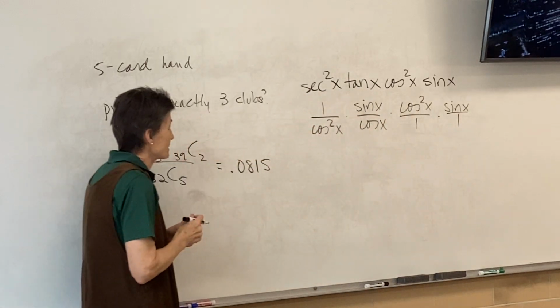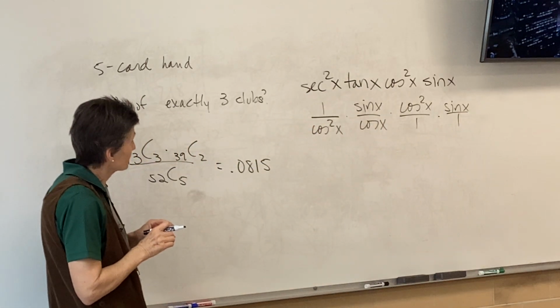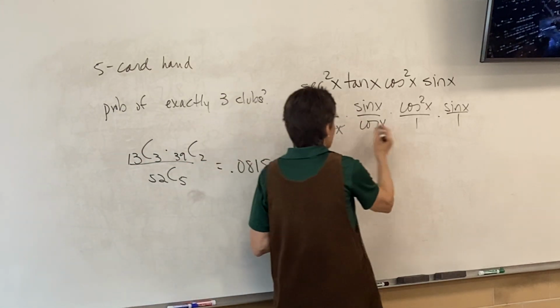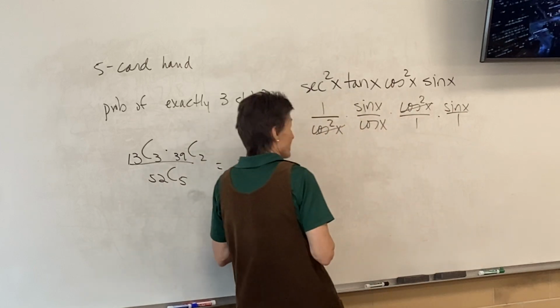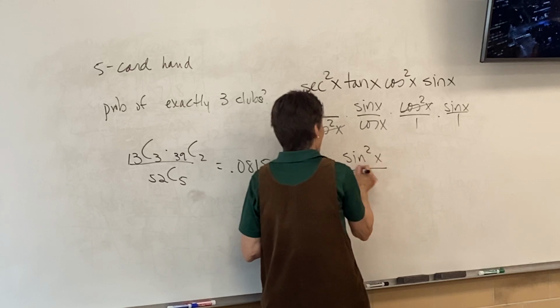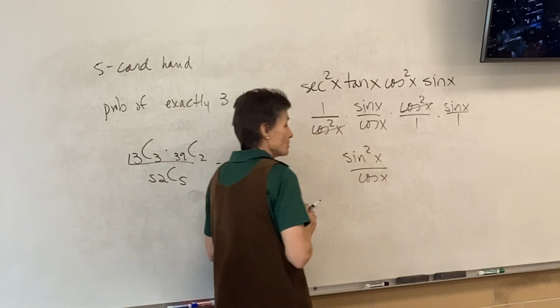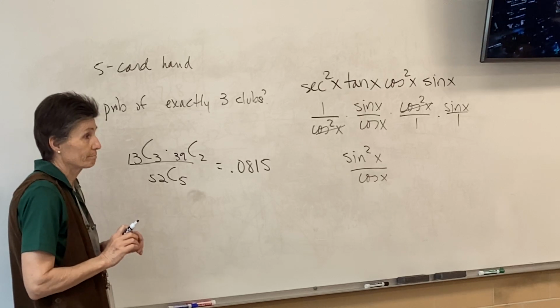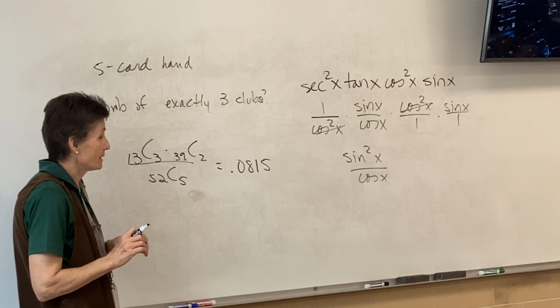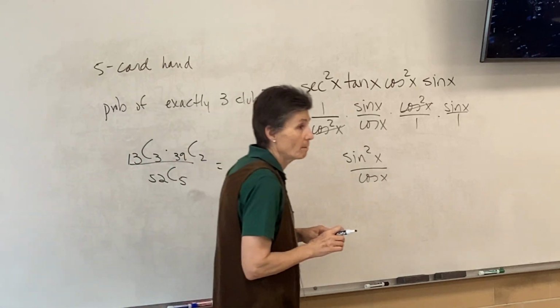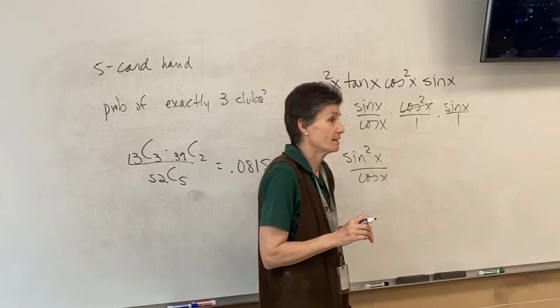And then we look around to see if anything cancels. Looks like these guys will cancel. I think that's it. So I've got sine squared on the top and cosine on the bottom. That's it. All right. Who else has problems we need to do? Who has something else written down?